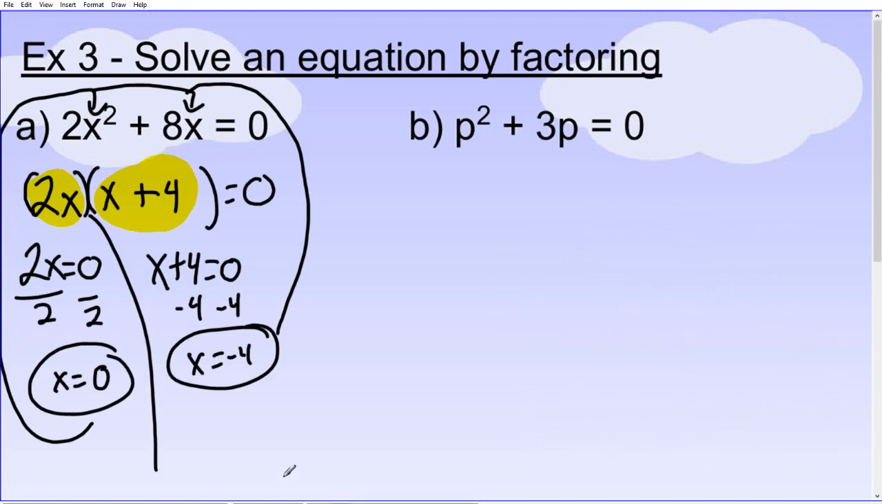So we factor the polynomial. Then once we have the factors, we use that zero product property to set both factors equal to 0 and solve both those equations. That's the goal for today.